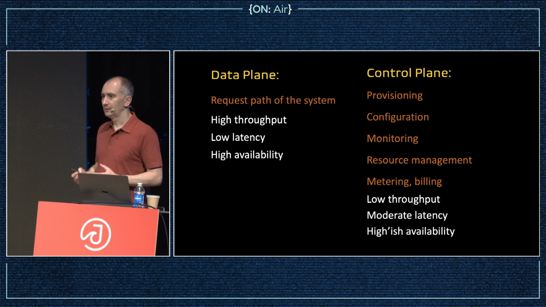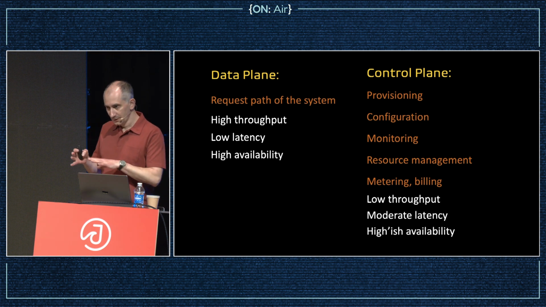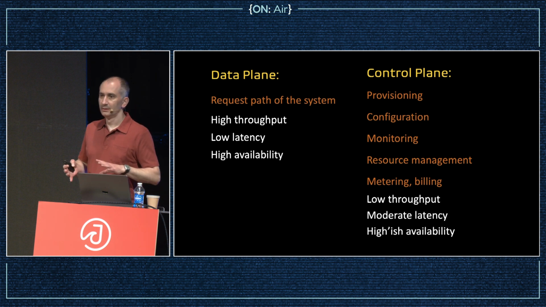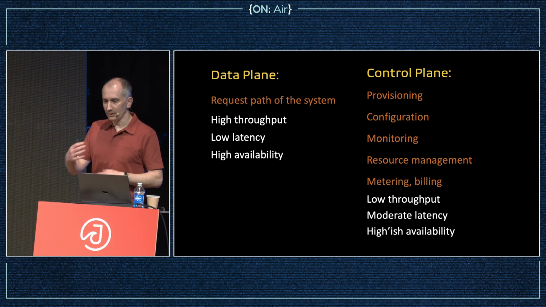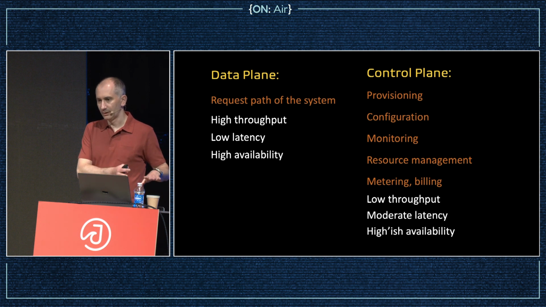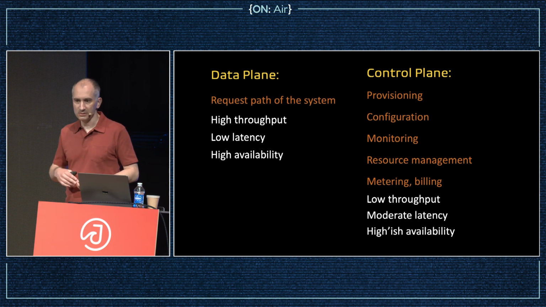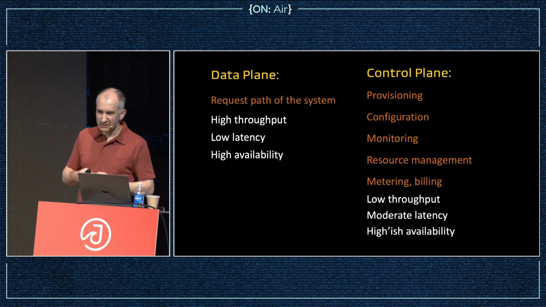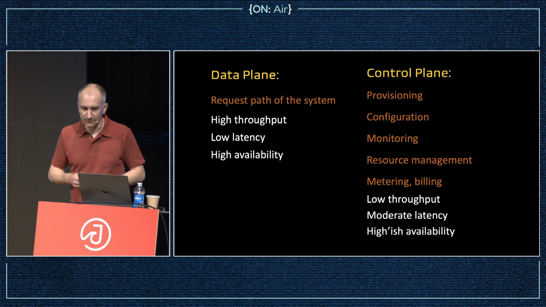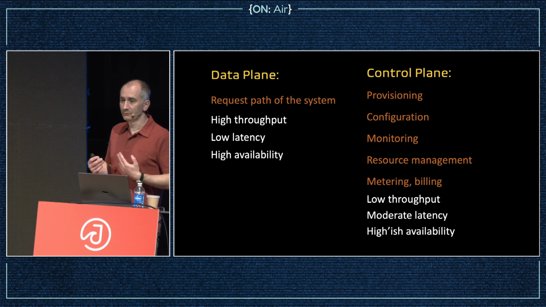So because of that, it needs to be available, but not necessarily as highly available as the data plane. If the control plane is degraded, some new operations for configuring or creating new resources may be delayed, but the data plane traffic is not impacted. Latency is also less of a concern, because if you provision and configure a resource, you don't necessarily expect milliseconds for the operation to complete. And naturally, these operations happen much less frequently, so your throughput is lower.